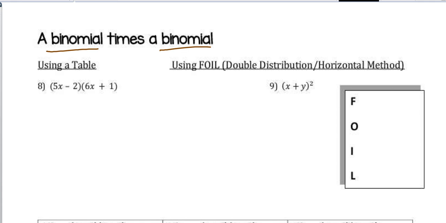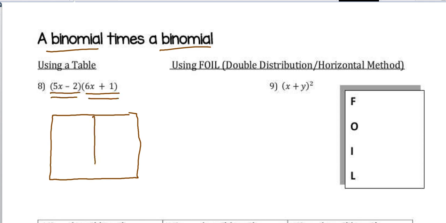Again, we are multiplying. So what I'm going to do is build just a box. And I, again, have a binomial times a binomial, so I need 2 rows and 2 columns. And all I'm going to do is write this first binomial on the side. So I have 5x and then -2. And then I'm going to write my second binomial on the top, so that I have 6x and then +1. And all we're going to do is kind of like a Punnett square.